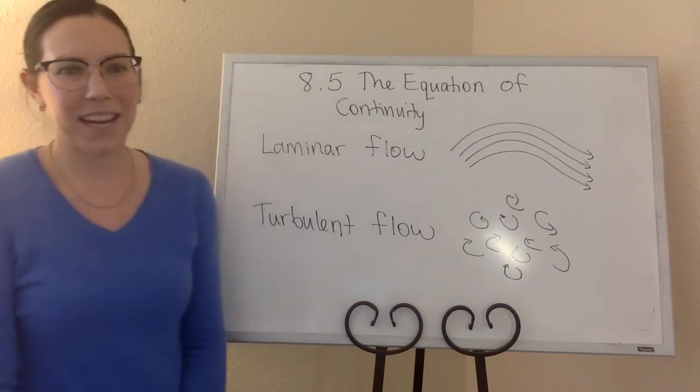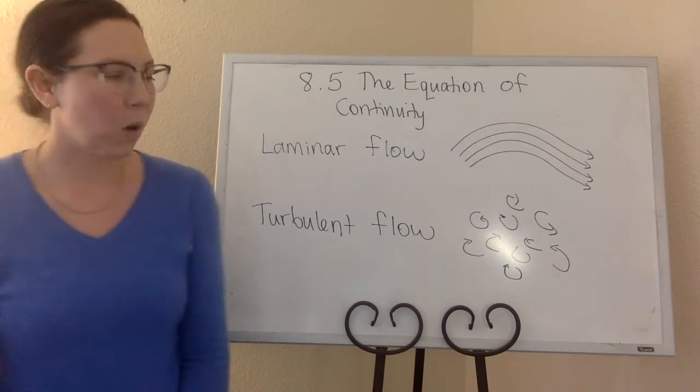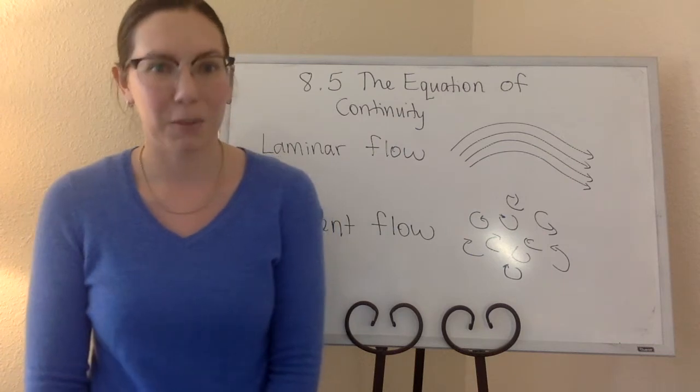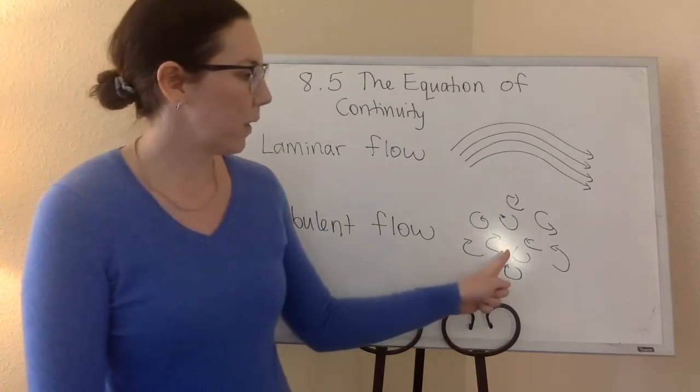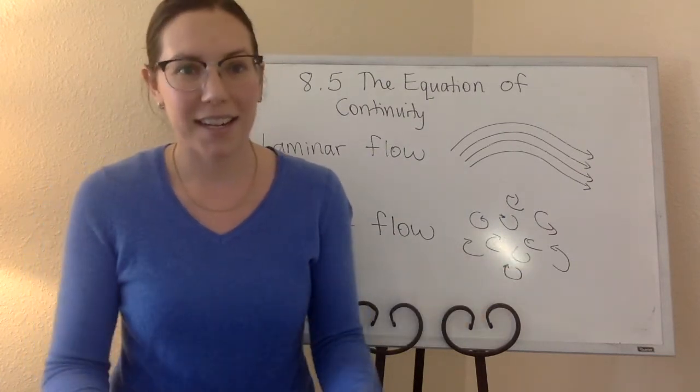Above a certain speed, a fluid will undergo turbulent flow. And turbulent flow is more erratic and occurs with a high amount of internal viscosity or internal friction. And the particles form small whirlpool-like circles called eddies.